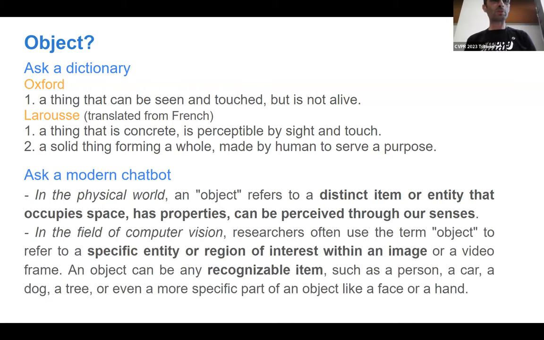And then I went a bit beyond and asked, what is it for a computer vision person? So for all of us in Vancouver here. And I found it quite interesting that it says that it's an entity or region of interest in an image or video frame, which can be recognized, we'll see. And it can be an object or a part of an object like a face or hand for a human body. I think we are better equipped here now.